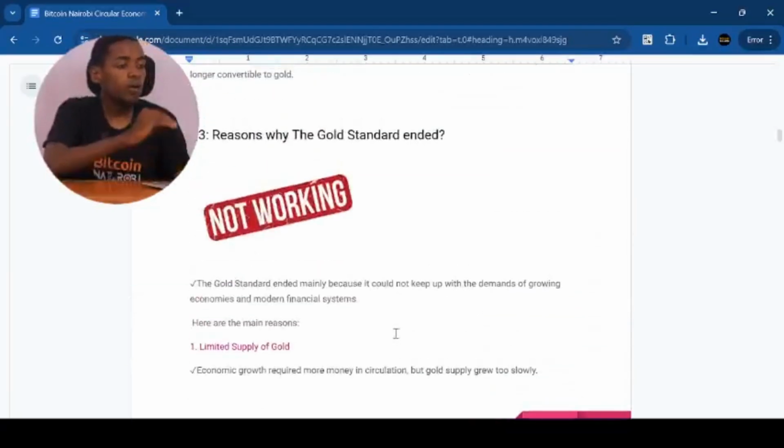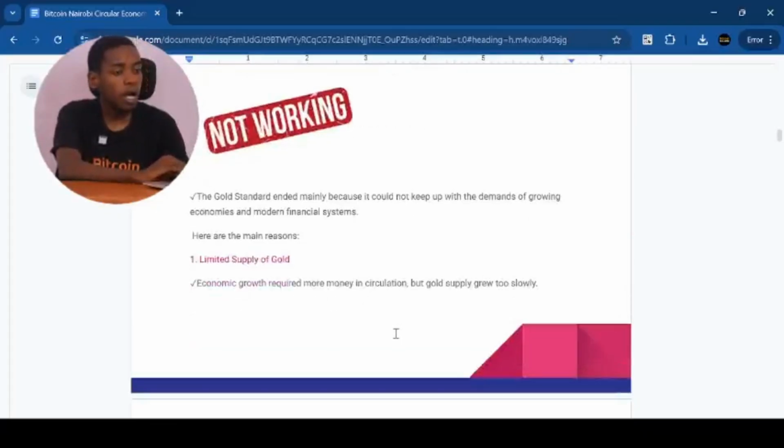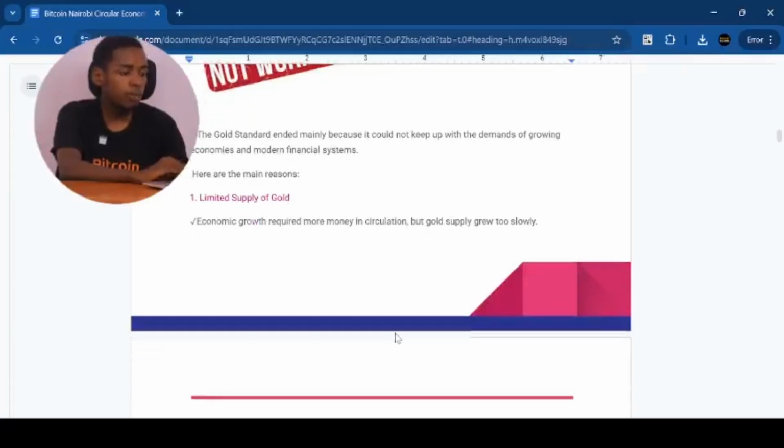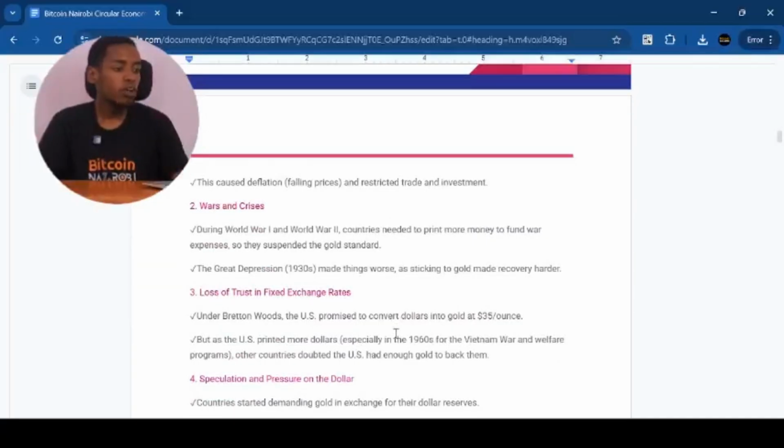So what were the reasons why the gold standard ended? The gold standard ended mainly because it could not keep up with the demands of growing economies and the modern financial system. Here are the main reasons. Number 1, limited supply of gold. Economic growth required more money in circulation, but gold supply grew too slowly. This caused deflation, which is falling prices, and restricted trade and investment.